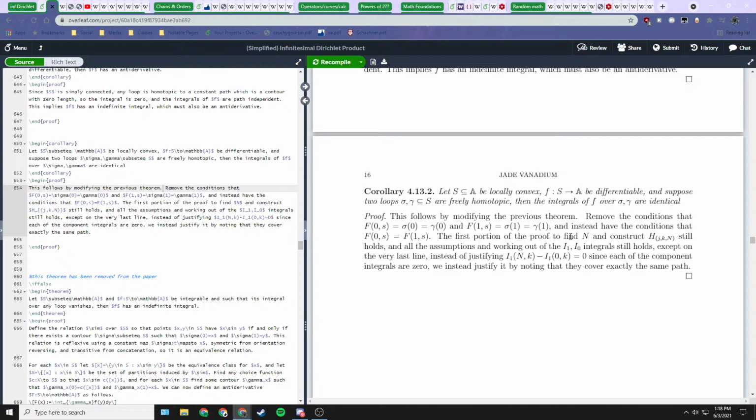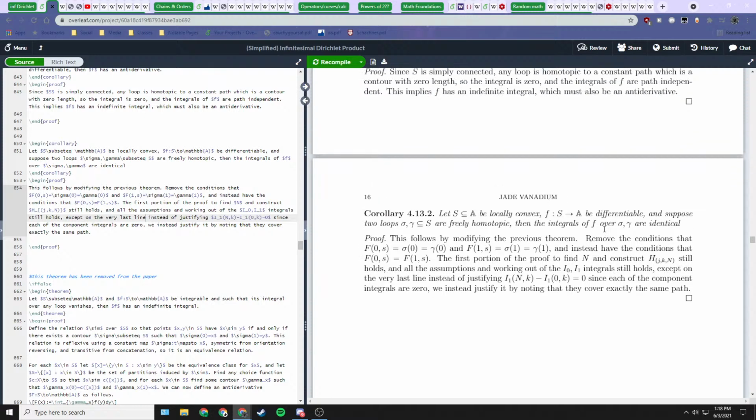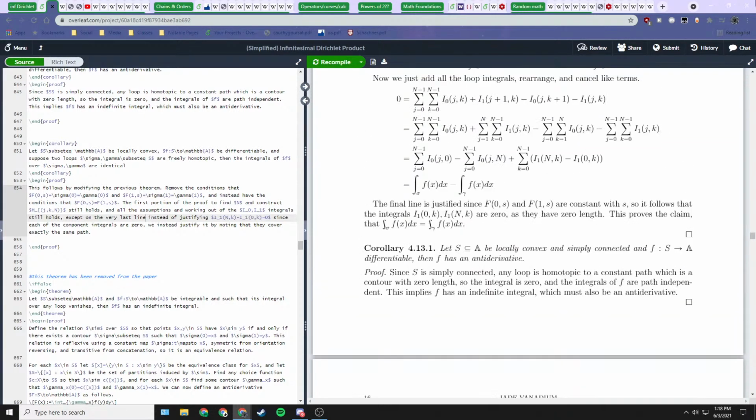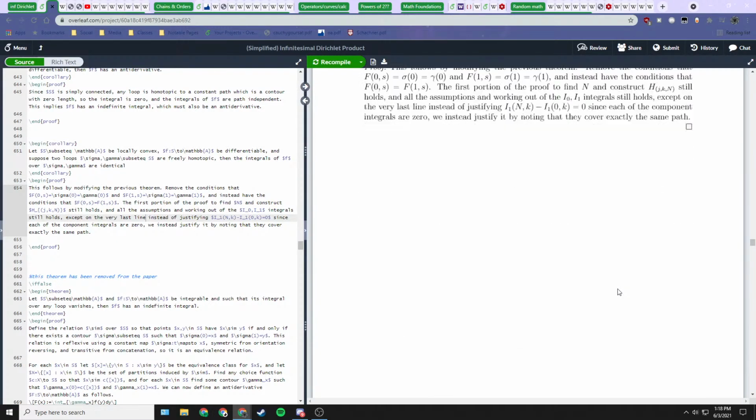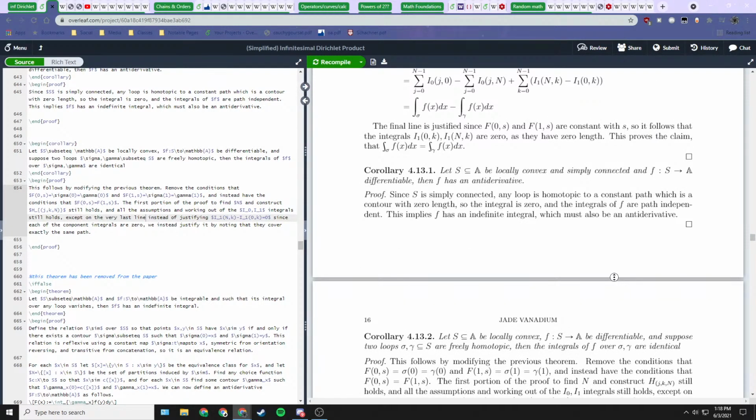The first portion of the proof to find n and construct these tiles still holds, and the assumptions in working out of the I0, I1, I0 integrals still holds, except on the very last line, instead of justifying this difference equaling 0, since each of the component integrals are 0, we instead justify it by noting that they cover exactly the same path. And it's the same proof. Nice. Okay, that's great. I accept this. I think this is good.